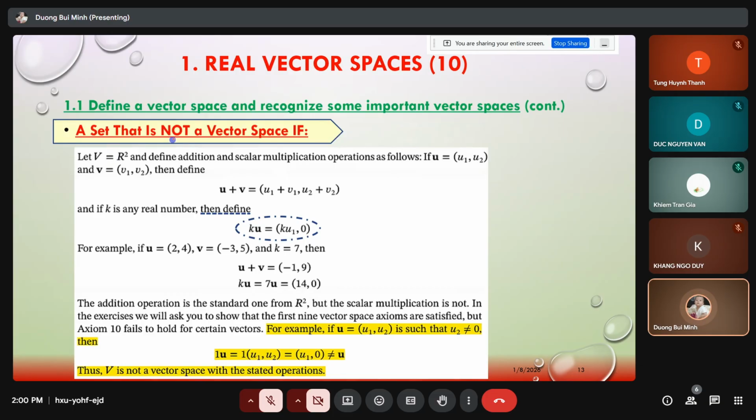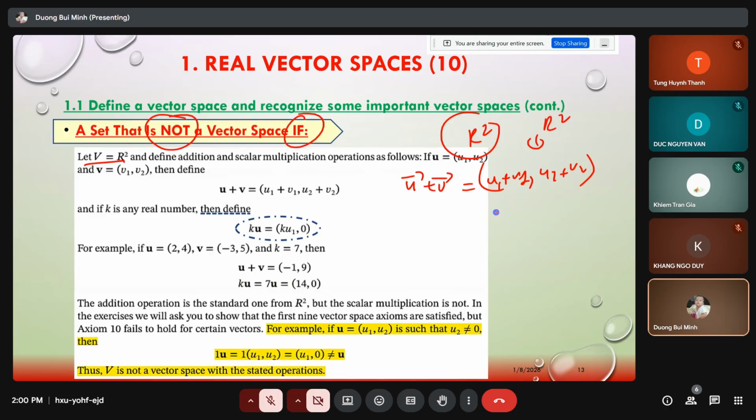Now, an example that is not a vector space. If we consider SM1, we have u plus v. The vector space is R2, because every vector has 2 elements. Then u plus v gives u1 plus v1 and u2 plus v2. Of course this belongs to R2, right? That's okay.